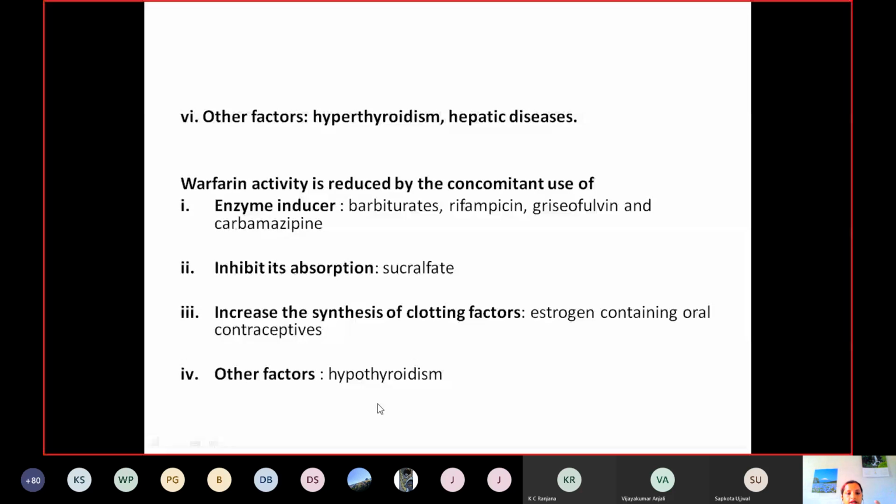So these are the very important drug interactions of warfarin. Always ask the patient whether they are taking any medication or not. If the lady is taking oral contraceptives, in that condition you have to switch to another drug.